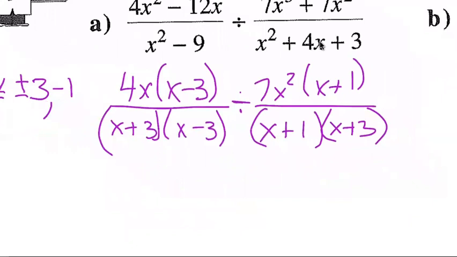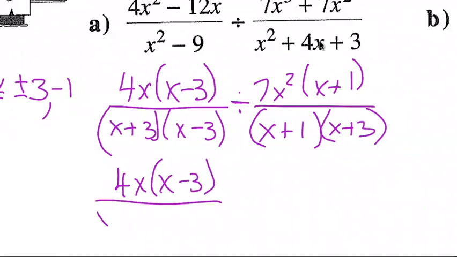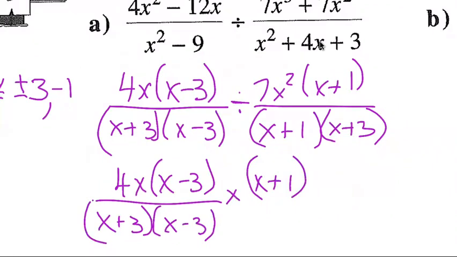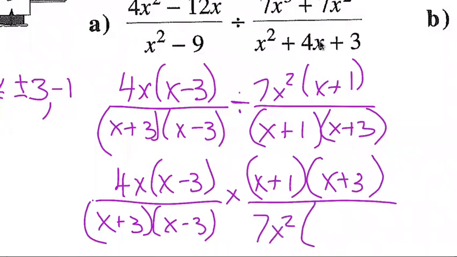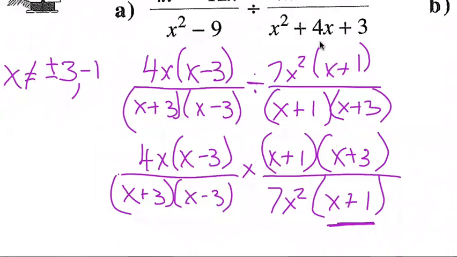But as soon as I flip, it's going to become 4x, x minus 3, all over x plus 3, x minus 3, times x plus 1, x plus 3, all over 7x squared, x plus 1. I now have a new non-permissible, but x plus 1 was already in my non-permissible, so I don't have to include anything else. I would be worried about this one because it's new, but I don't have to because it was already in there.